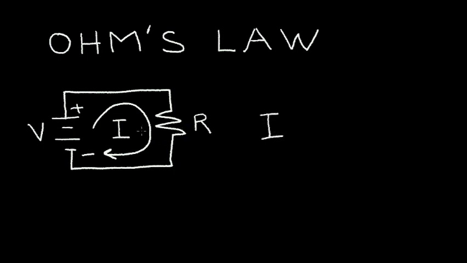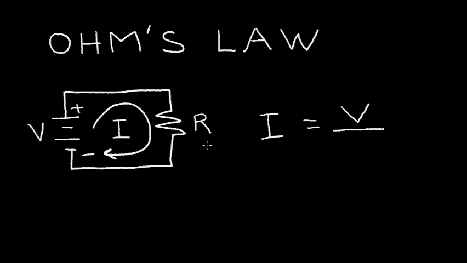How does current relate to voltage and resistance? If I increase the voltage in the circuit, I've increased the electrical pressure. It's like the pressure in a garden hose that's filled with water. As that pressure increases, I have more water flow in the hose. So as voltage increases in this circuit, I have more current flowing. So there's a direct relation between current and voltage. So voltage goes in the numerator, which means as voltage increases, current also increases.